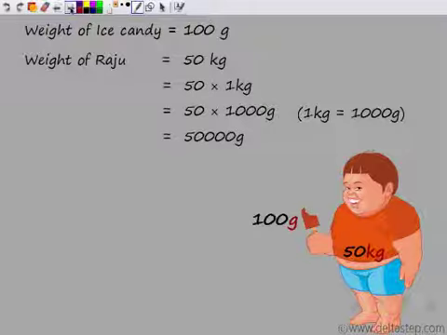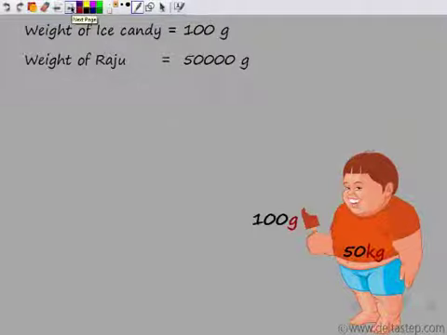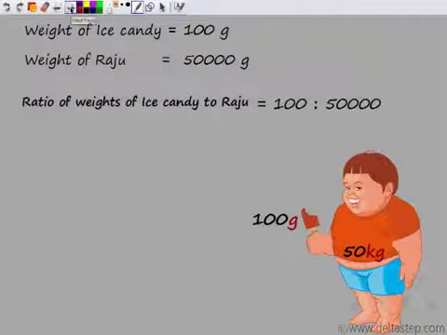So now I can find the ratio of weight of the ice candy to the weight of Raju. So let's do that. So weight of ice candy is 100 grams. Weight of Raju is 50,000 grams. So ratio of weights of ice candy to Raju would be ice candy 100 is to Raju, which is 50,000.